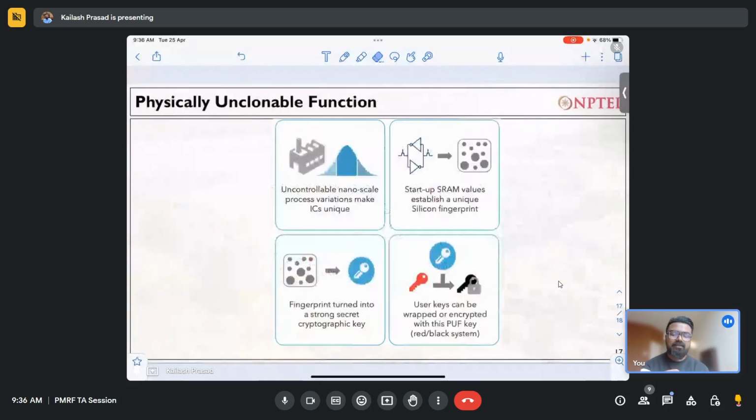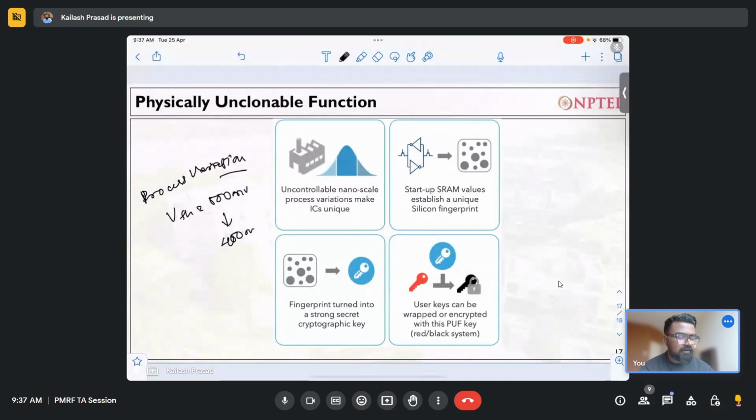Yes, this is what we call physically unclonable functions. One thing which I have discussed was the process variation, in some of the lectures. Even if you fabricate a transistor with, say, VTH equal to 500 millivolt, it can happen that one transistor has a VTH of 450 millivolt and another has 550 millivolt, some has 500, some has 472 millivolt.